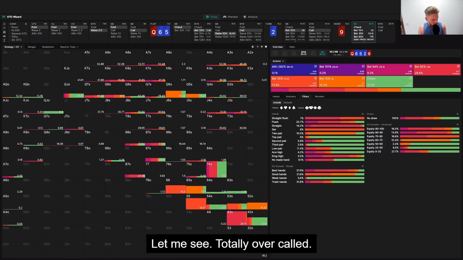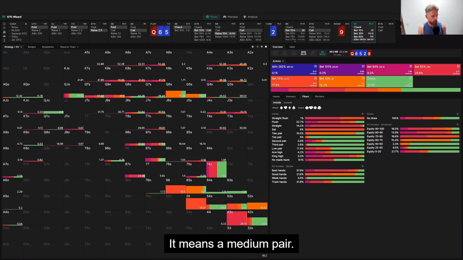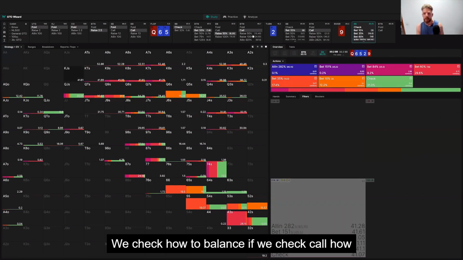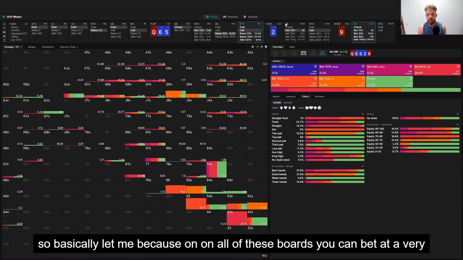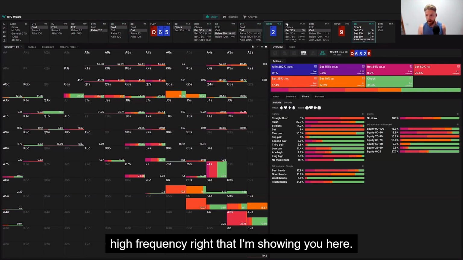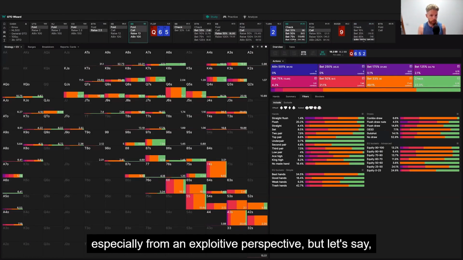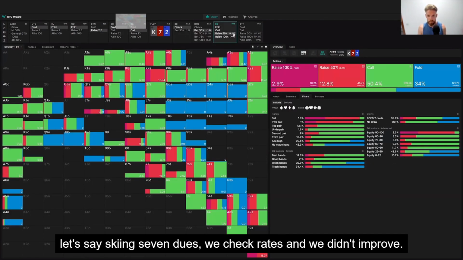Let me see. Totally overcalled. What about draws that hit a weak medium pair on turn? I mean, it's a medium pair we check. How to balance if we check call? How to balance? So basically, because on a lot of these boards, you can bet at a very high frequency, right? That I'm showing you here. The other one, we already talked about these ones, especially from an exploitive perspective. But let's say it's king 7 deuce, we check raise and we didn't improve.